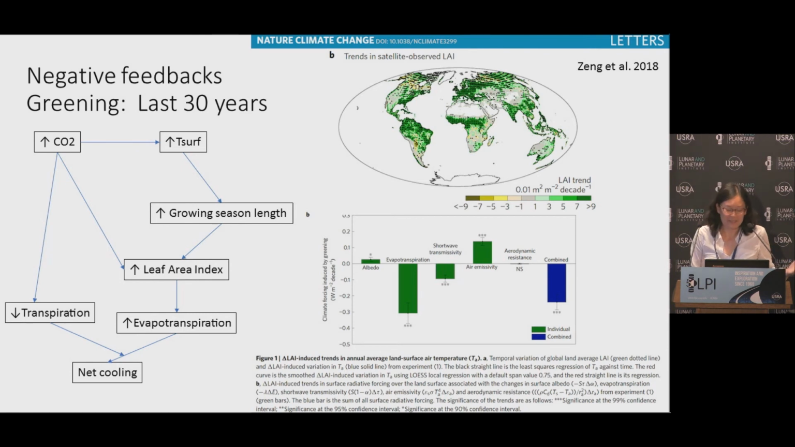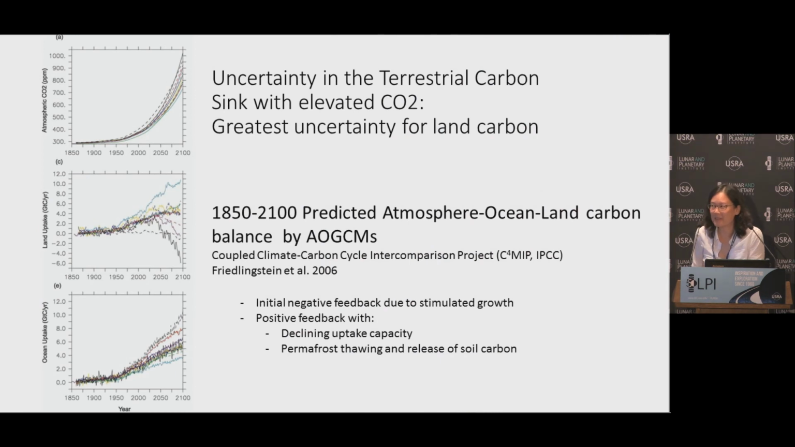Okay, so negative feedbacks. This is the last 30 years from CO2 fertilization. Actually, we have to thank the plants for getting fertilized and keeping us a little cooler than we otherwise might be. But that effect is going to go away pretty soon. Their capacity to do that is going to go away. And the land models are actually doing a really bad job right now predicting what's going to happen in the future.